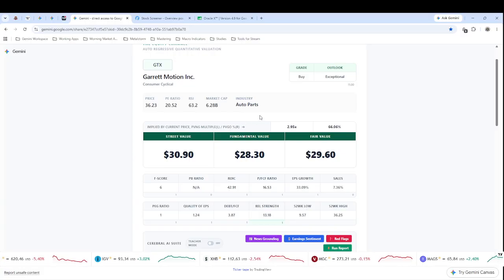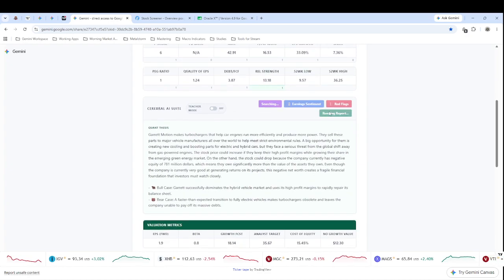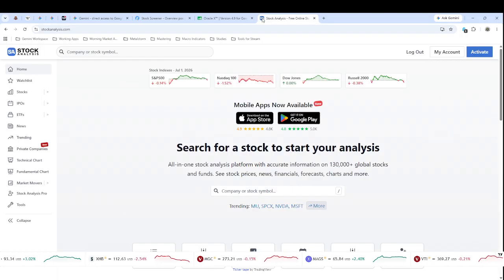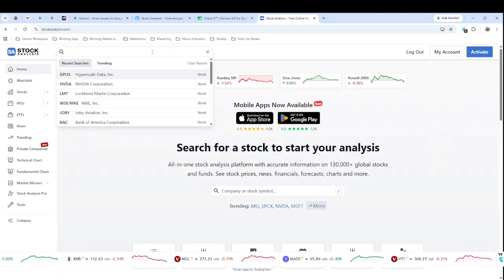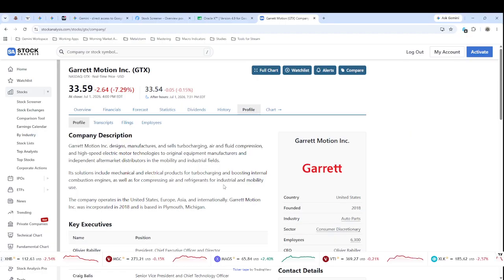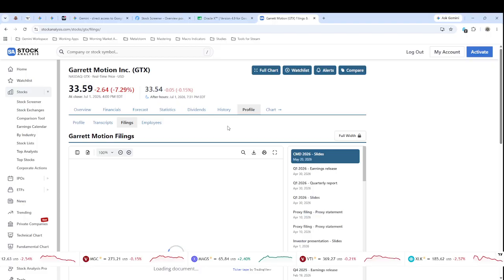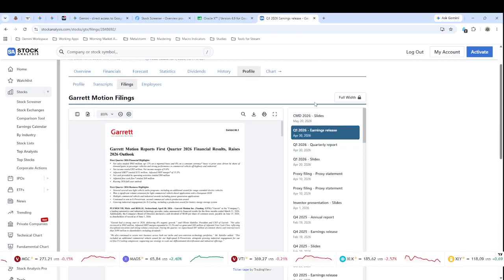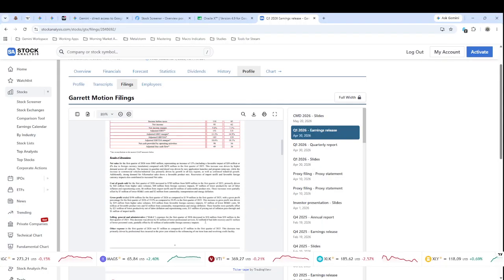All right. Now, the next thing I want to do, let's go ahead and run the report here. In the meantime, while that's running, let's go into stock analysis. This is Doreen's favorite site. Let's pull GTX up, and I'm going to go over to their profile tab, go to their filings. So these are the earnings releases right here.